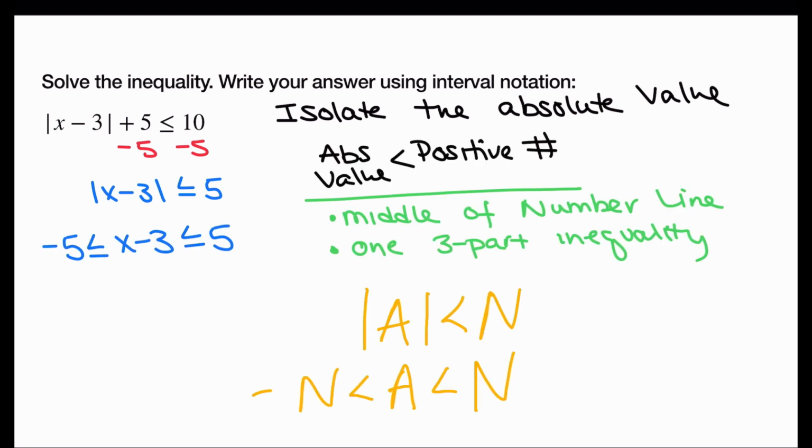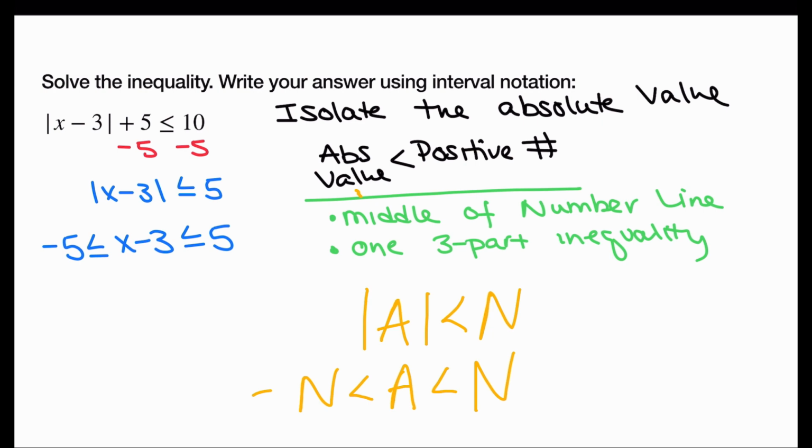In this case, we have absolute value less than a positive number. Anytime you have absolute value of something less than a positive number, you are talking about the middle part of the number line. We're saying the distance is smaller than something, so we've got a middle chunk of the number line, and we can always convert that absolute value inequality into one 3-part inequality. That's because we're talking about one chunk of the number line. We can write it as one inequality.